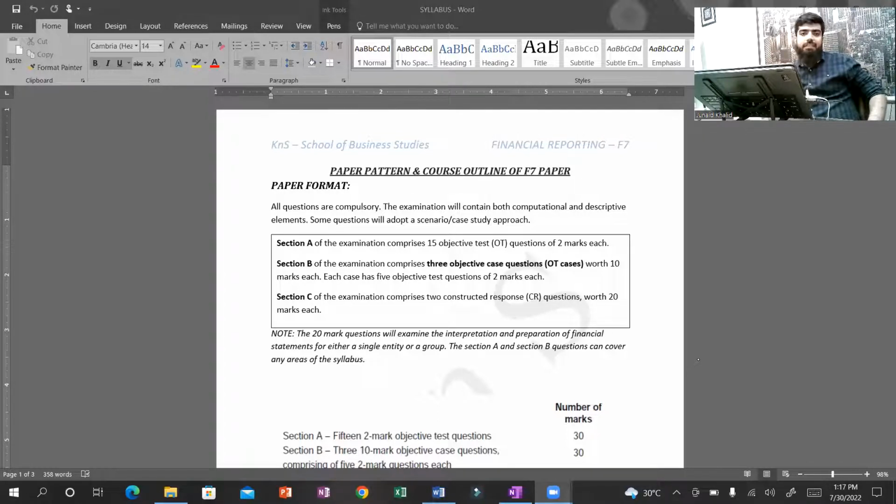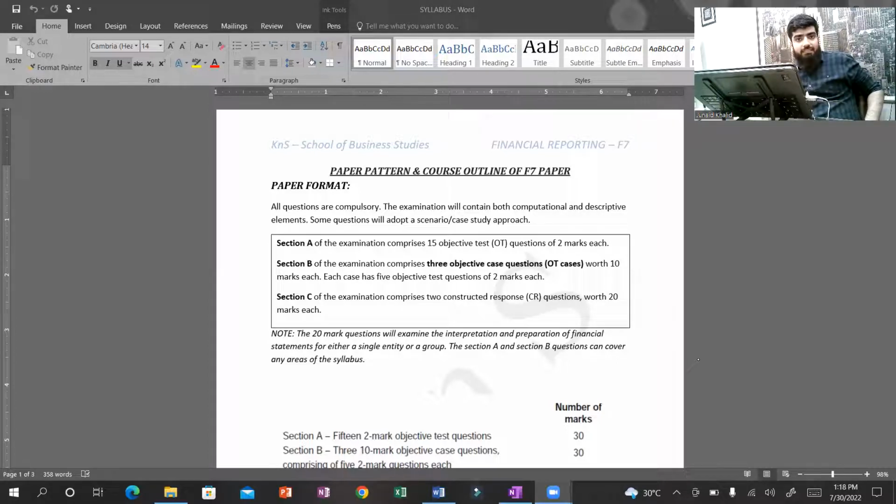Section B will consist of OTC, that is OT cases, objective test cases, in which three cases will be discussed. Each case will consist of 5 questions, that is 5 MCQs, and each MCQ will carry 2 marks, which means one OT case will carry 10 marks. And if three OT cases are tested in section B, it means the weightage of section B is 30 marks.